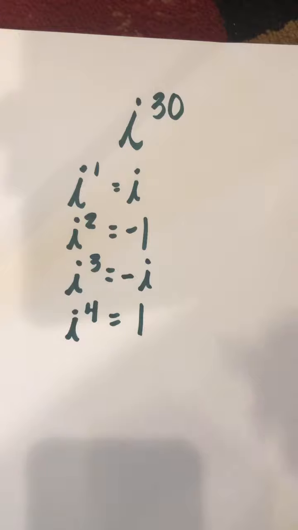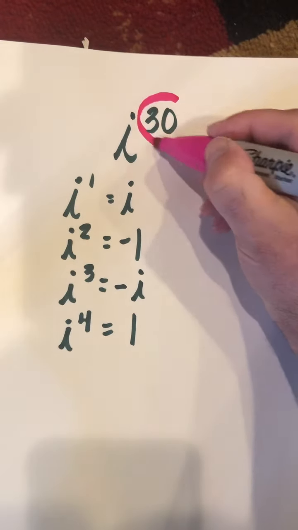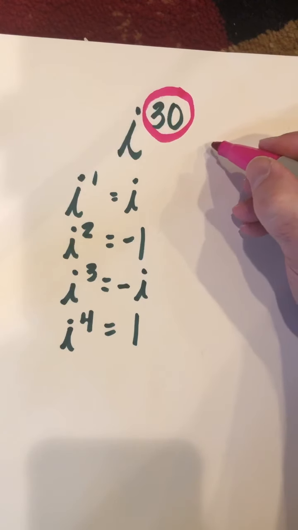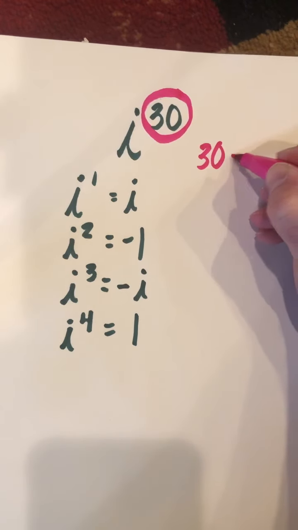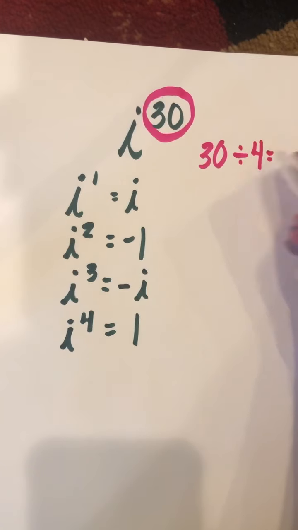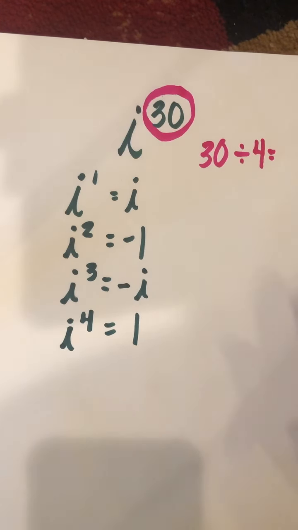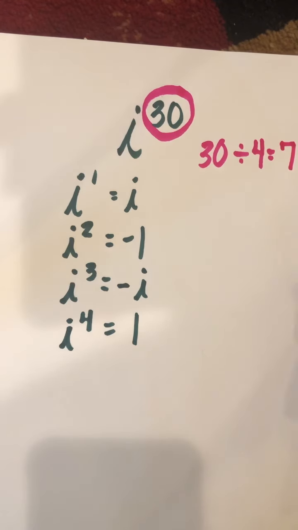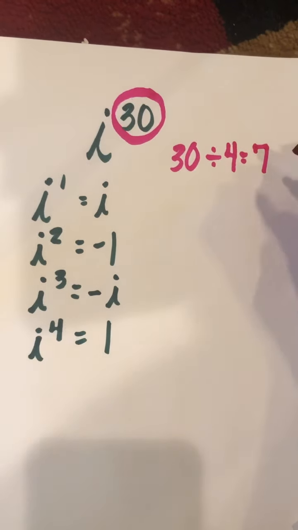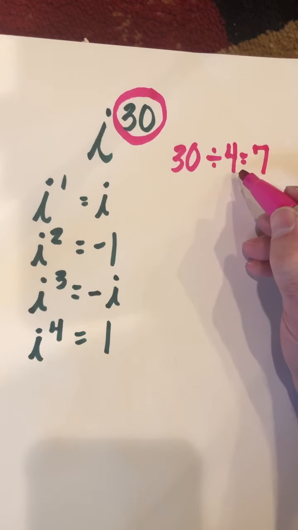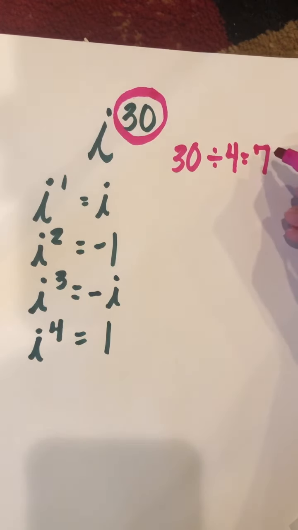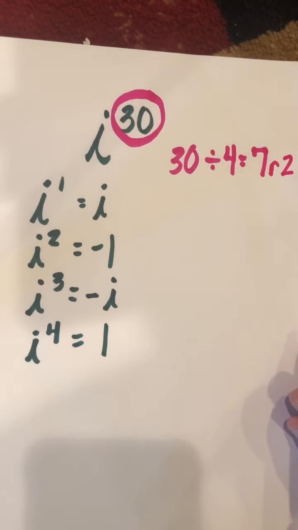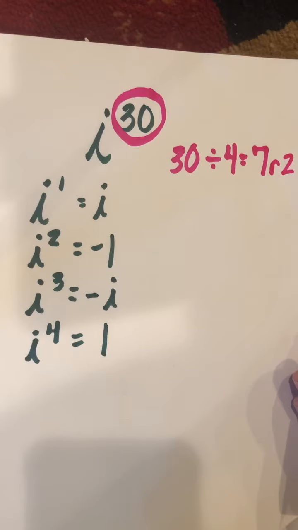Basically, you take your number, so up here we've got i to the 30th, and we divide it by 4. Now, 30 divided by 4 is kind of a weird one because you're going to get that it goes in 7 times, and I'm going to take you old school on this. So 7 times, and 7 times 4 would be 28. There would be 2 left over. So I'm going to write this little weird remainder of 2. So 7 times with a remainder of 2, right?